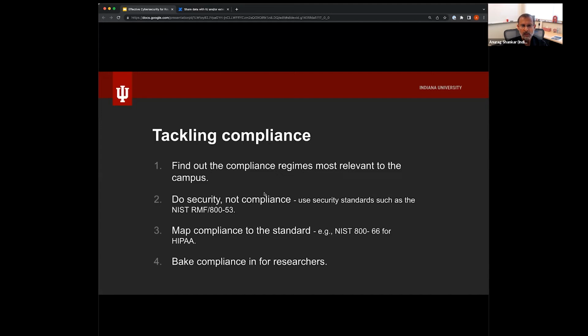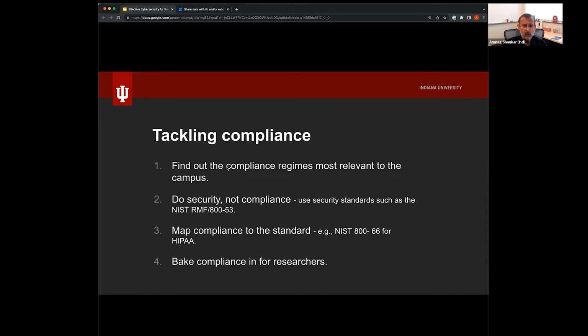As I mentioned, compliance is a big piece of it, and I will mention that we have gone beyond that, but compliance is what has driven all this, and still continues to drive it. And so if you're starting out, of course, you have to understand all the compliance regimes that are relevant to the campus, and you would probably get that very easily from sponsored research, for example.